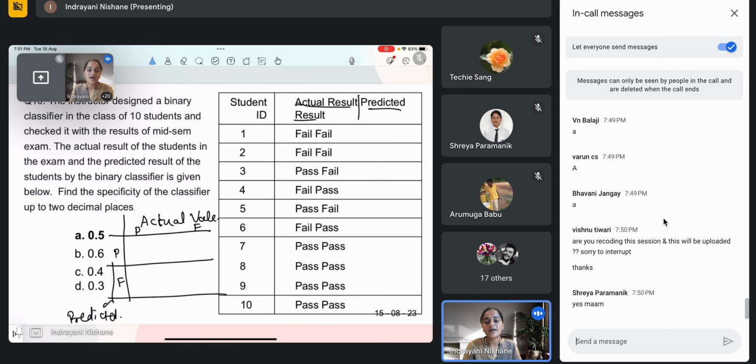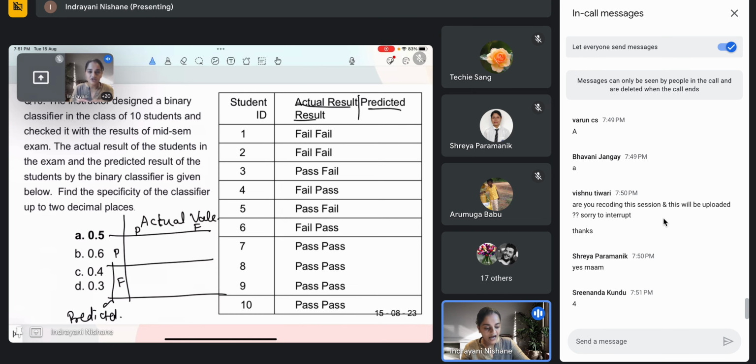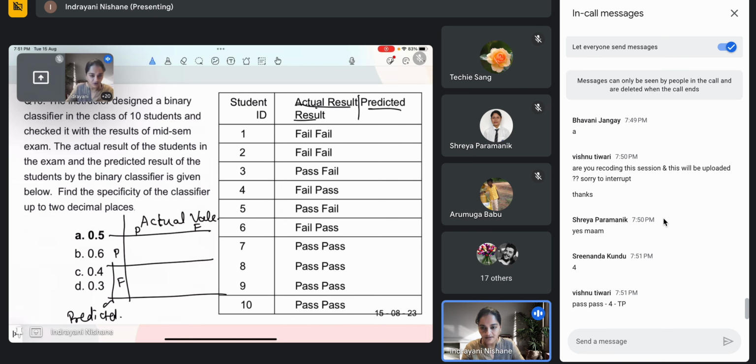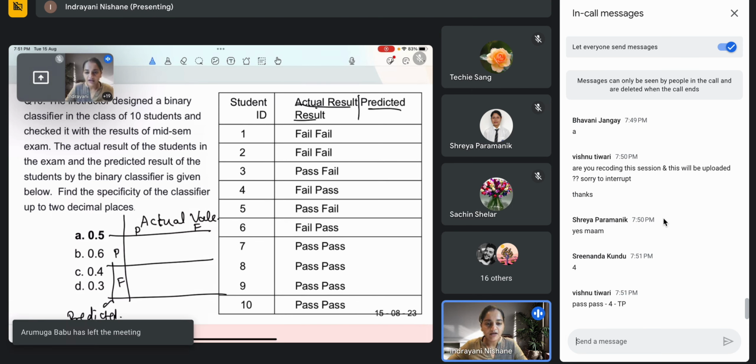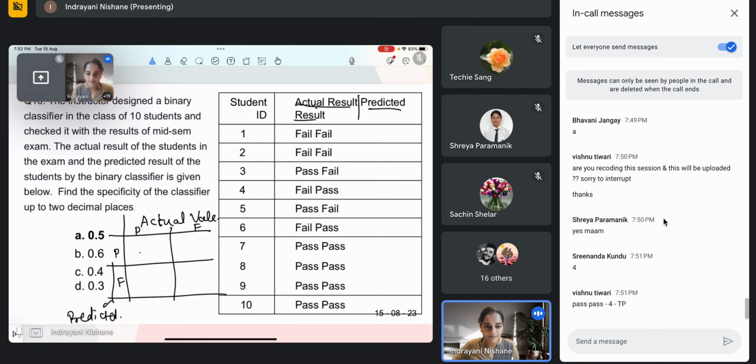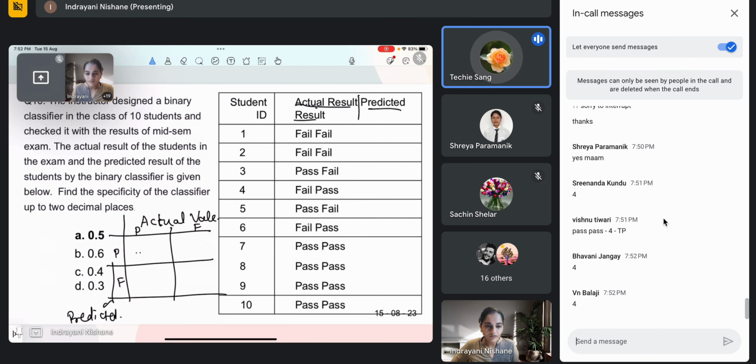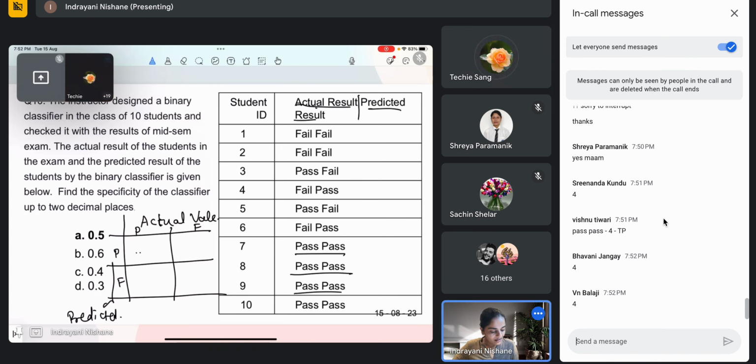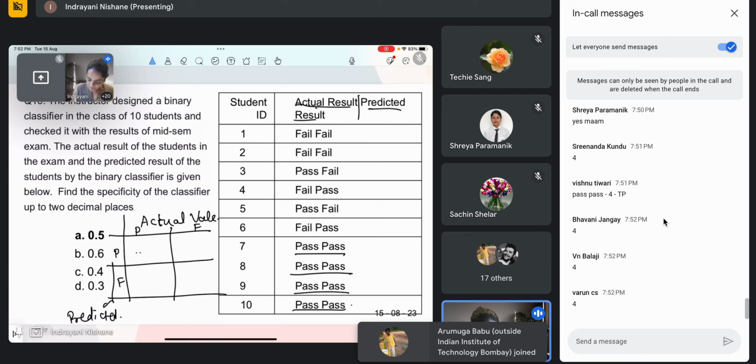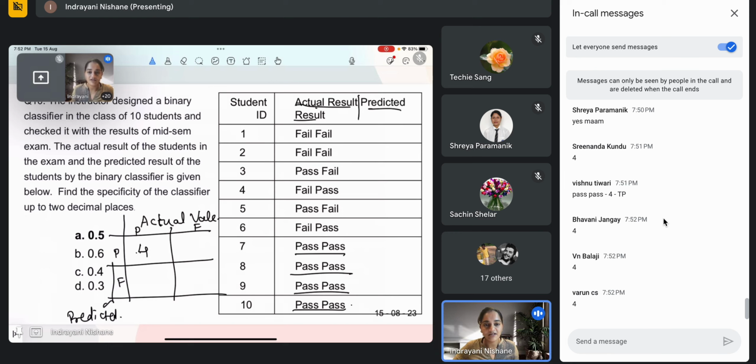So let us count the number of actual pass values followed by pass as the predicted value. Can you tell me what number I should write here for pass predicted as pass? Pass is 4, ma'am. 4, right? 1, 2, 3 and 4. So here comes the number 4. I would prefer if Shreya unmutes and answers these numbers, so that you learn by doing it yourself.